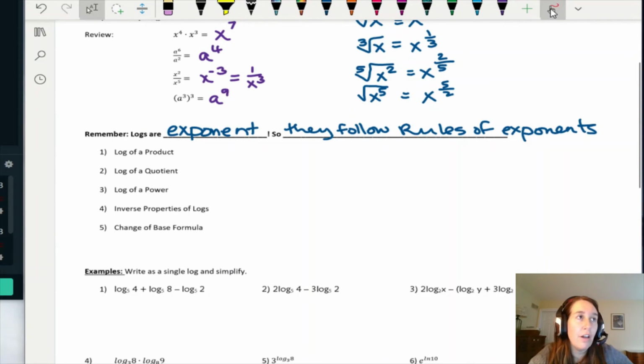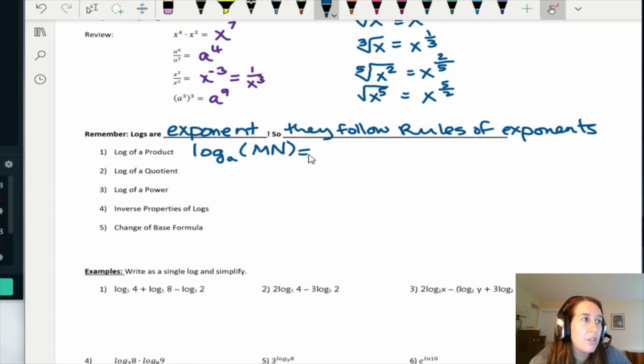First, we have the log of a product. The rule is, if we have the log base a of m times n, and I'm not going to put a little dot because if you put two letters together, that means times, we can separate that into two logs: log base a of m plus log base a of n. I know that seems strange. Multiplication means to add, except remember with the exponent rule, when you multiply two powers together, you add the exponents. So we're doing the same thing. Logs are exponents, so we're going to add them together.